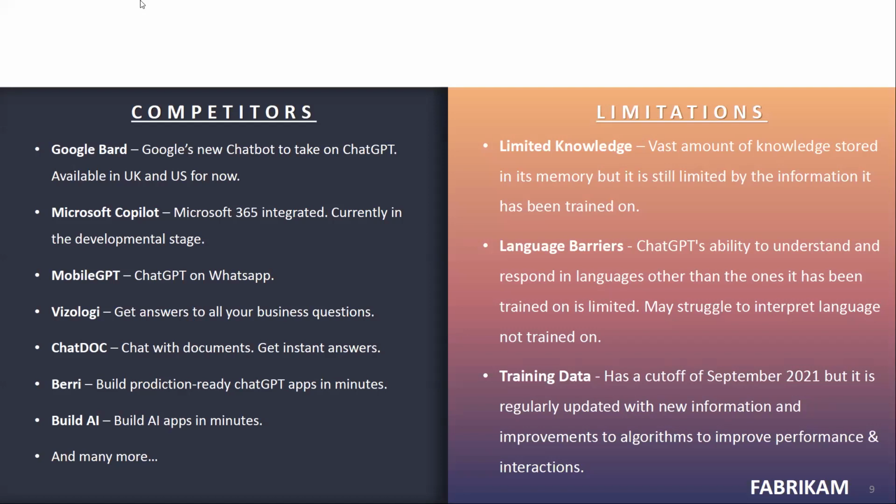And then training data. ChatGPT has a cutoff of September 2021. So the most recent information that has been dumped in there is from September 2021 upwards. So if you go to ChatGPT and try to ask it any real-time question, it's going to tell you that information has been dumped into my memory only up to September 2021.